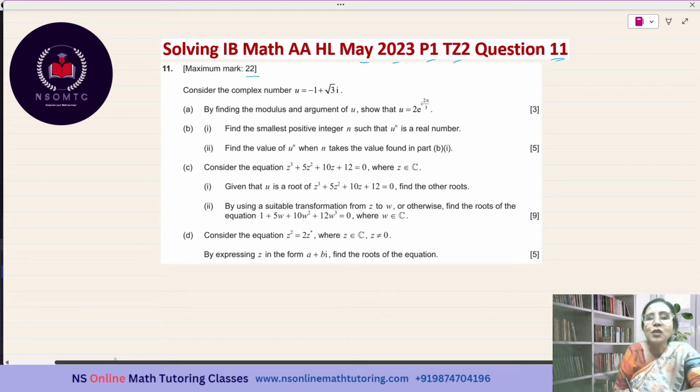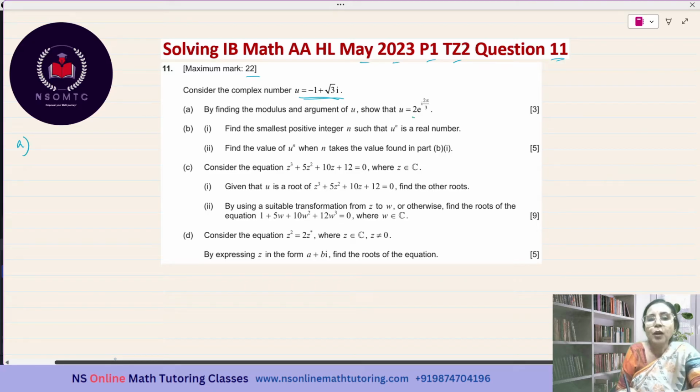The maximum mark is 22. It says, consider the complex number u equal to negative 1 plus root 3 i. Part A's question is: by finding the modulus and argument of u, show that u equals 2 times e to the power of i times 2 pi over 3. Okay, so let me start my answer from this point.